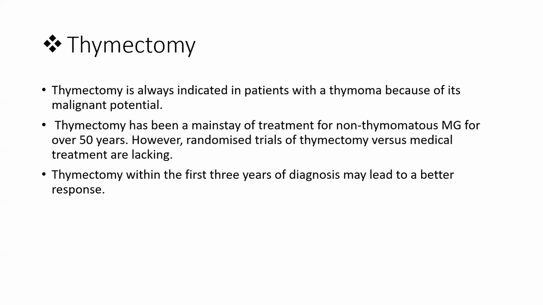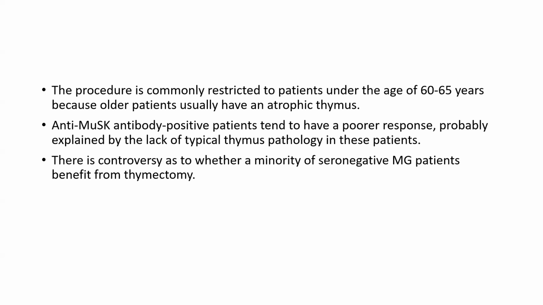Thymectomy has been the mainstay of treatment for non-thymomatous myasthenia gravis for over 50 years. However, randomized trials of thymectomy versus medical treatment are lacking. Thymectomy within the first 3 years of diagnosis may lead to better response. The procedure is commonly restricted to patients under the age of 60 to 65 years because older patients usually have atrophic thymus. Anti-MuSK antibody positive patients tend to have poor response, probably explained by lack of typical thymus pathology in these patients. There is controversy as to whether a minority of seronegative myasthenia gravis patients benefit from thymectomy.